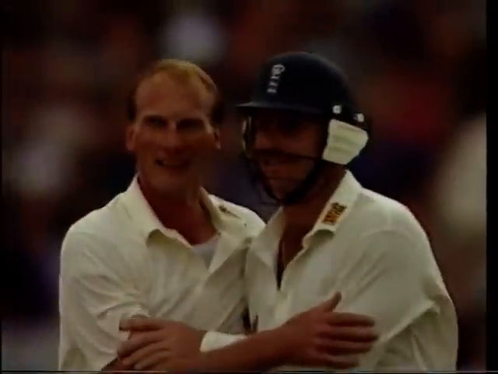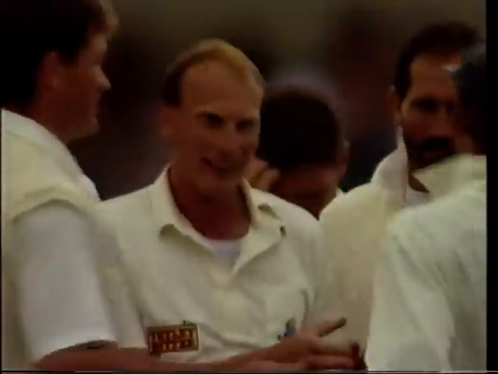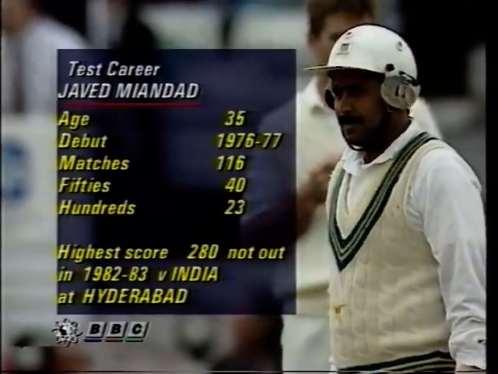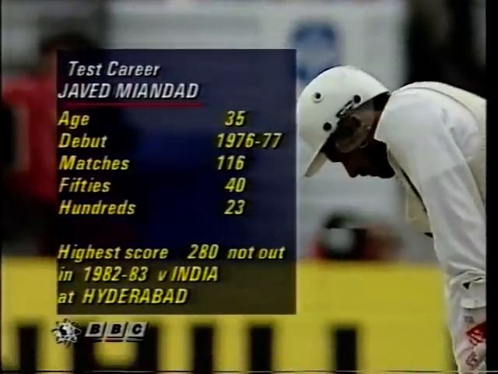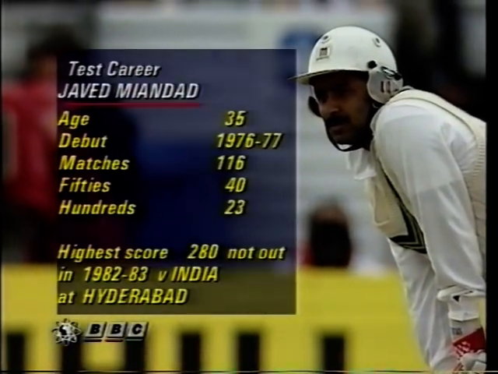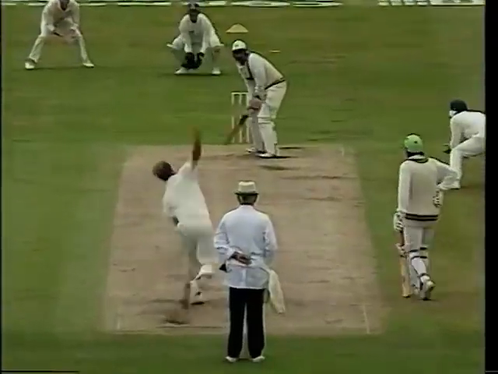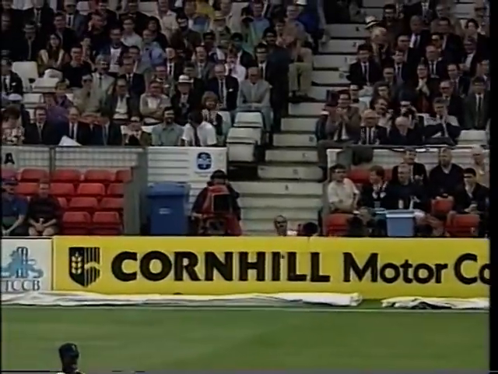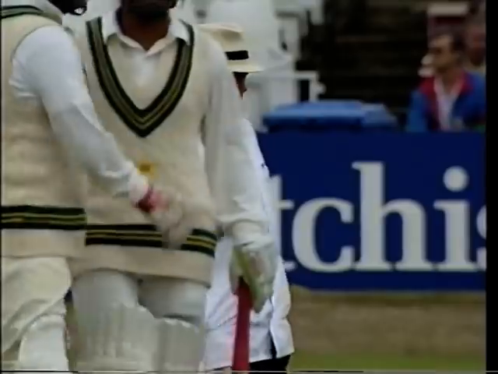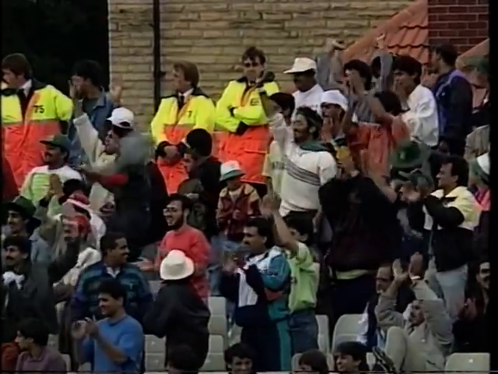Bowled him off the inside edge. Mallender takes his second, and Pakistan 54 for 2. Magnificent record. That's a lovely shot, controlled, almost at the bottom of the bat, but he knew exactly where he was trying to play that.